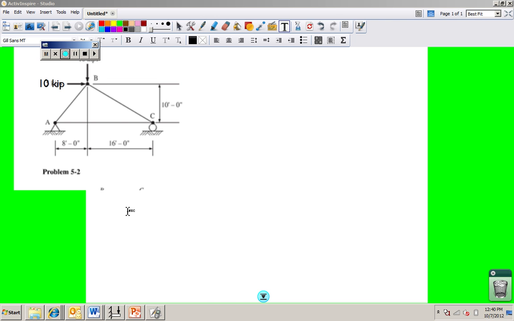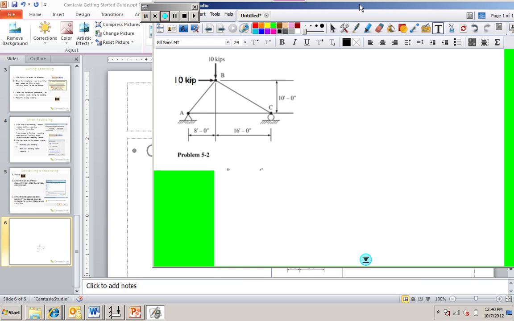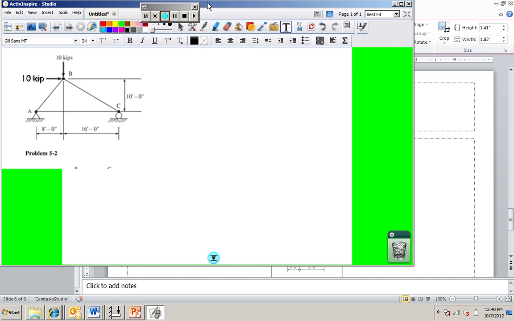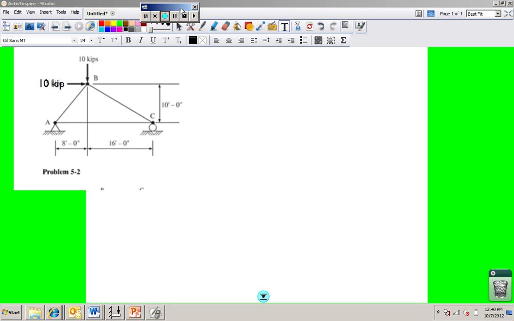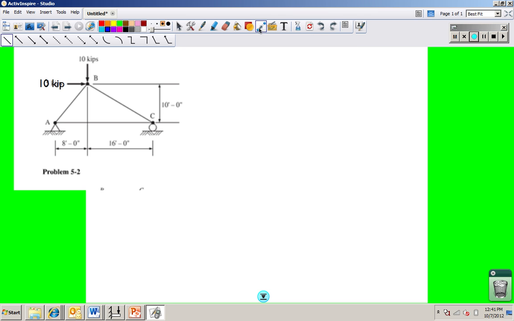Okay, so this is going to be the solution of the modification to 5.2 that I assigned you to do this week. Alright, so let's start with, oops, that's not what I meant to do. Sorry, trying to grab this tool, get it out of the way. Alright, let's start by drawing the reaction forces in, okay? So they'll be here.